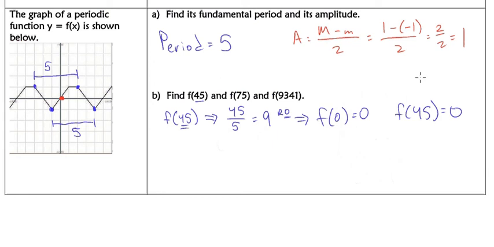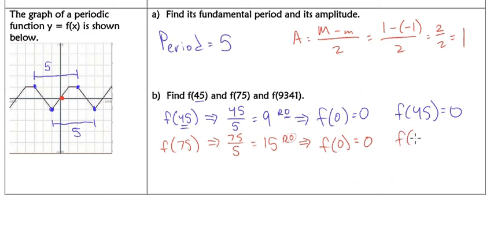All right, let's do that with f of 75. So f of 75, well then I'm going to take the input, 75, divide it by the period, 5, and that time it gives me 15. So there will be 15 cycles, 15 repetitions of our fundamental period. We'll have a remainder of 0. And so really if I'm looking for the output, I'm going to put that remainder in there. So that's again f of 0. That means that f of 75 is at that same output. That is also an output of 0.